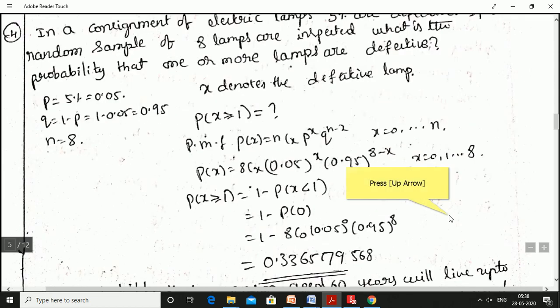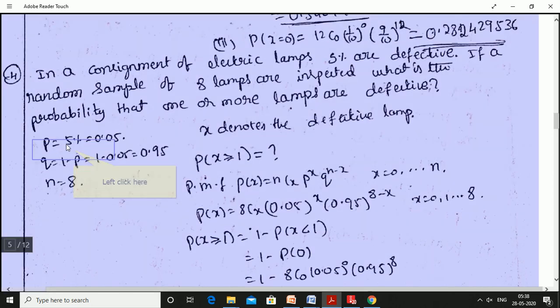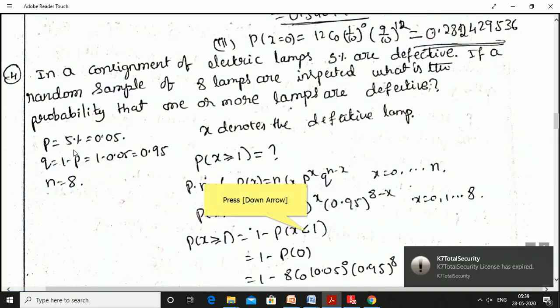Next is, in a consignment of electric lamps, 5% are defective. If a random sample of 8 lamps are inspected, what is the probability that 1 or more lamps are defective? Here also, in a lot of electric lamps, 5% are defective. The probability that the lamps are defective is 5 by 100, nothing but 0.05. Q is equal to 1 minus P, which is 0.95.